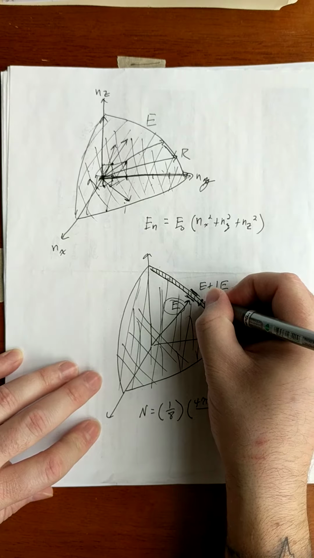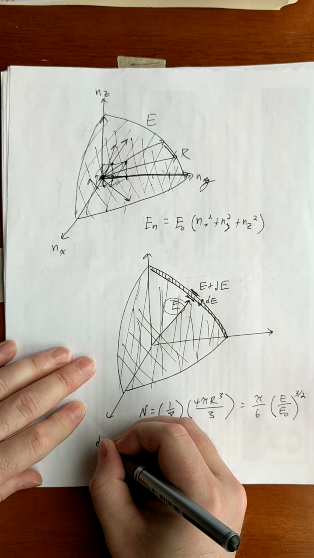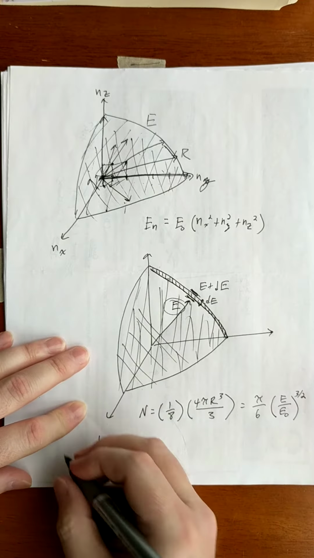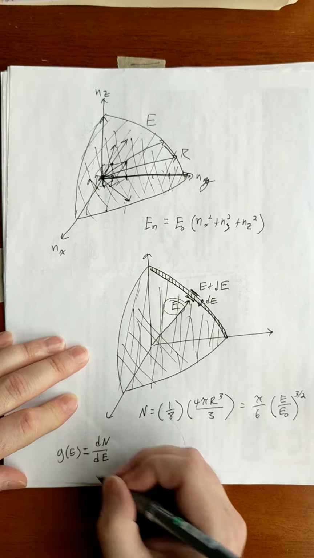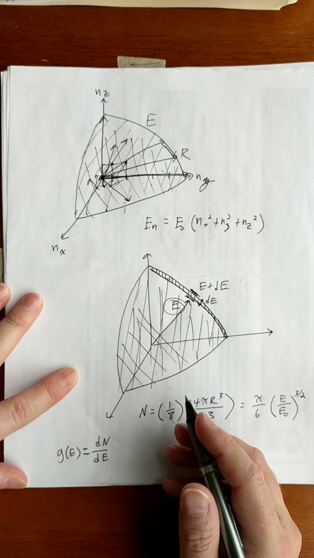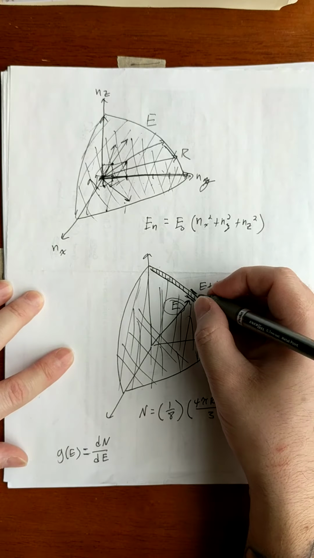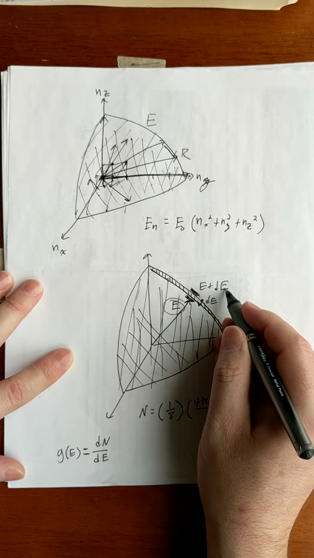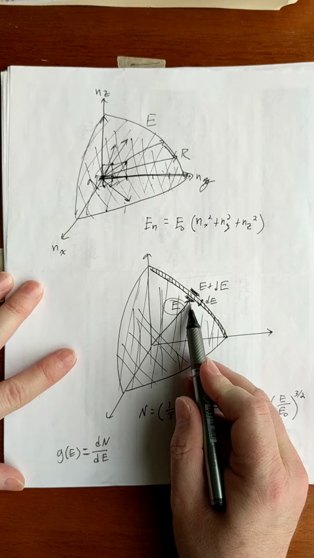And then this guy, right, that's going to be dN dE. So that's going to be our density of states. Right, how many things are in there? And that derivative gives us, well, if we go from this energy to this energy, from E to E plus dE, how many more of those energy states do we add?